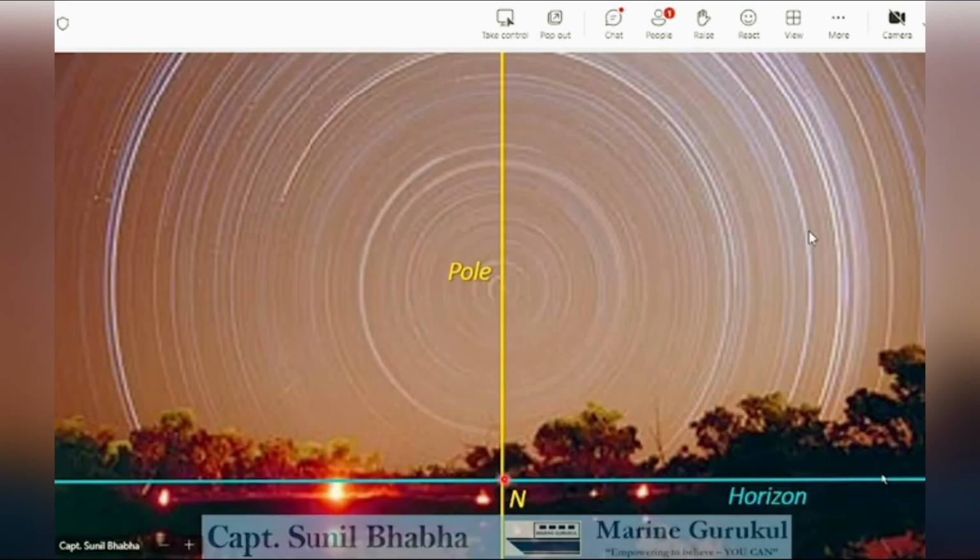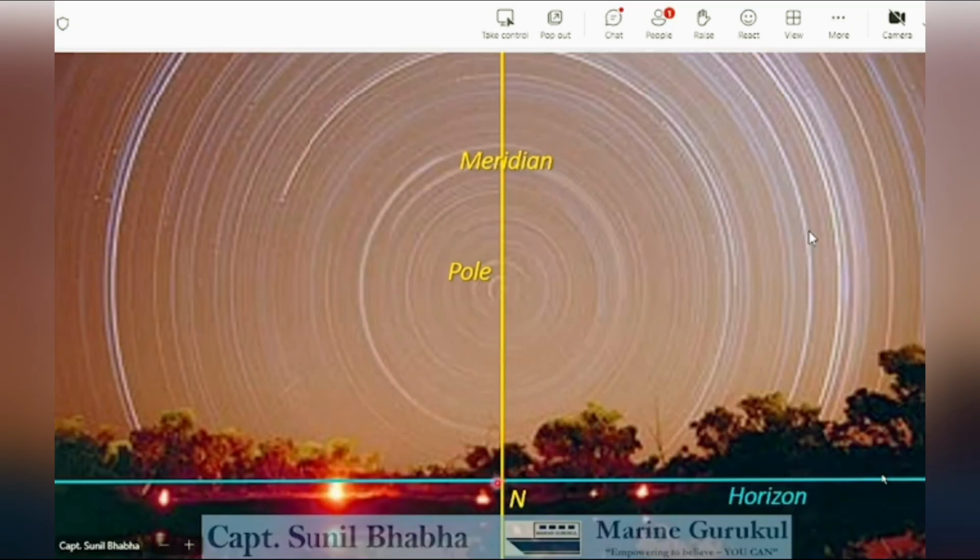Now this vertical line, the yellow color line which we see, basically represents the meridian of the observer. So let's mark this line as the meridian. This represents the meridian of the observer. The meridian passes from the pole.